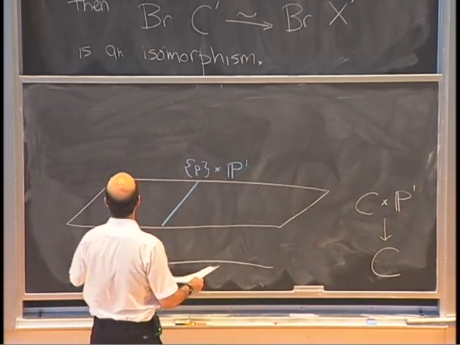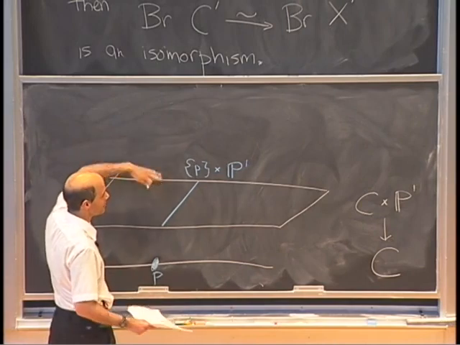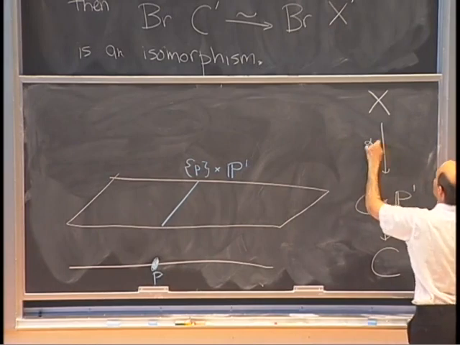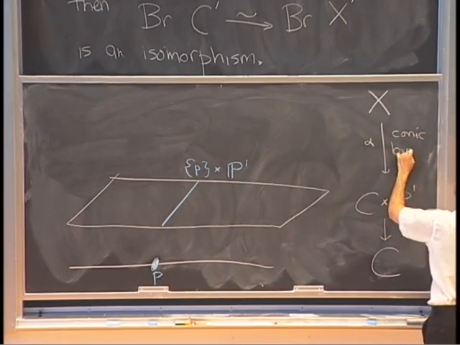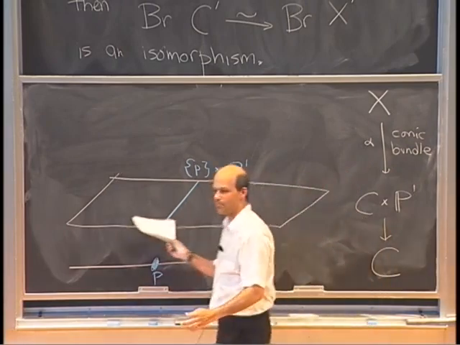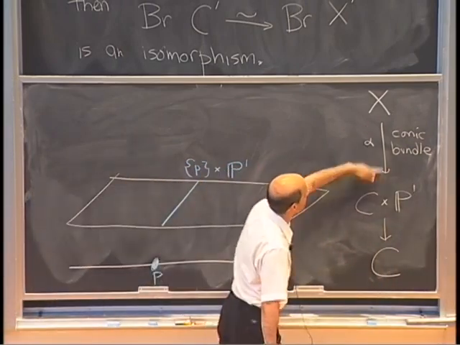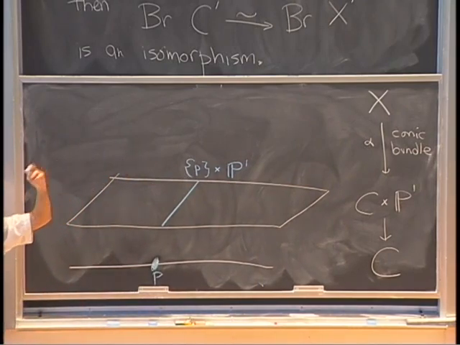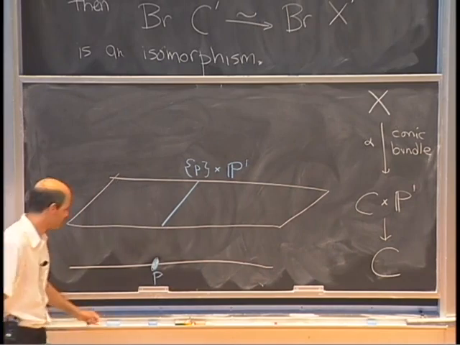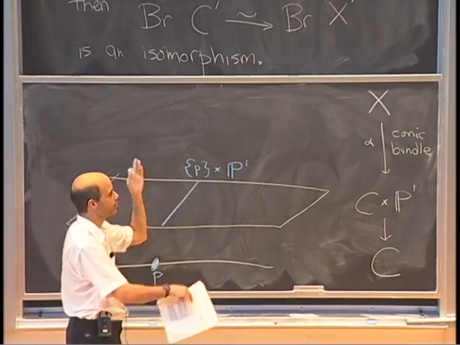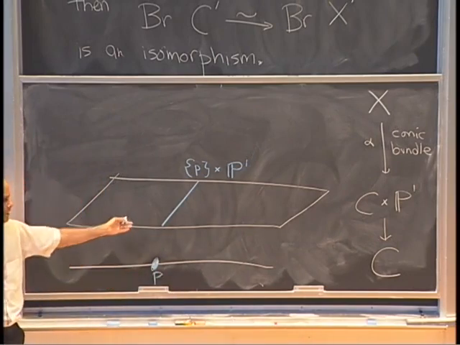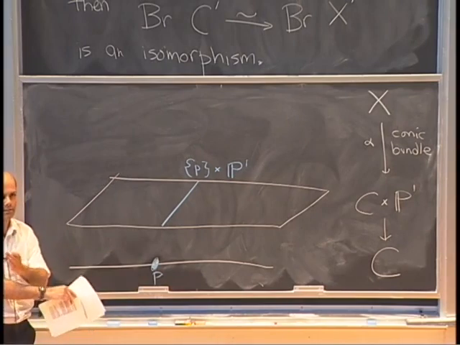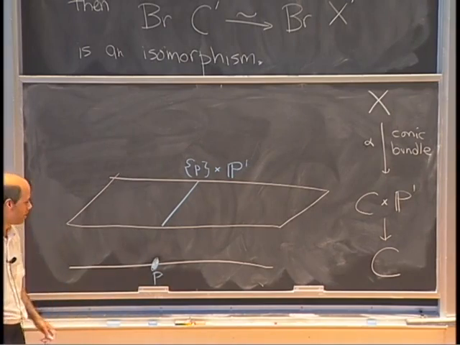And now above this I'm going to have my threefold, which is going to be a conic bundle over C cross P1. That means the general fiber of this map alpha is a smooth conic in some copy of P2, and at some points it could degenerate. The only way this particular family is going to degenerate is in the simplest possible way, namely, to a union of two lines crossing at a point, at least geometrically.